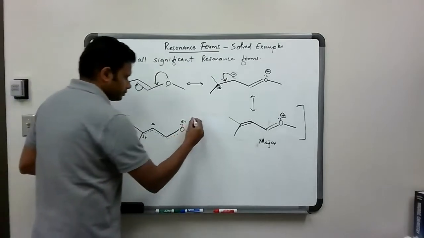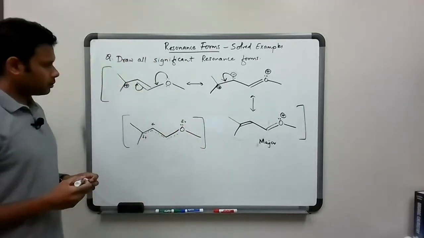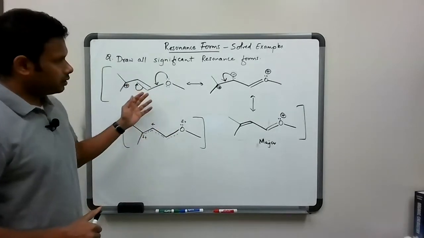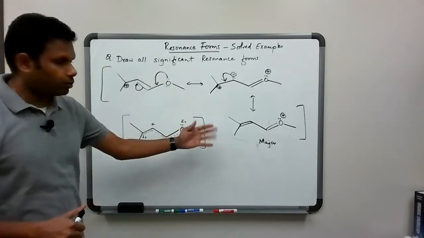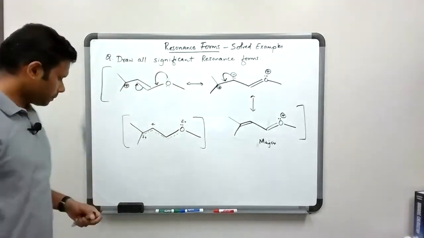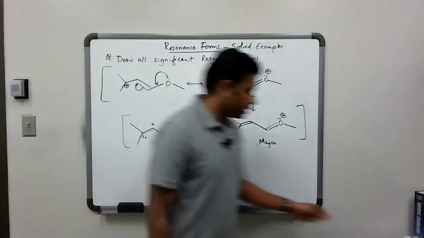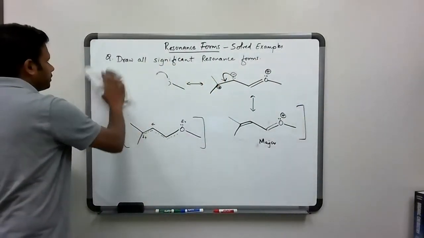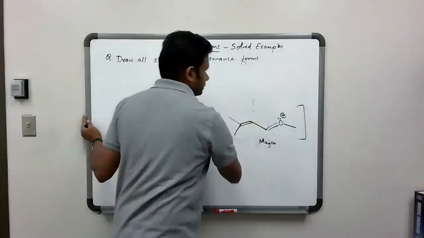So that's our resonance hybrid, which captures the electron distribution in all of the contributing resonance forms, okay? So that's the first example. Let's look at another example where you're going to draw something similar.